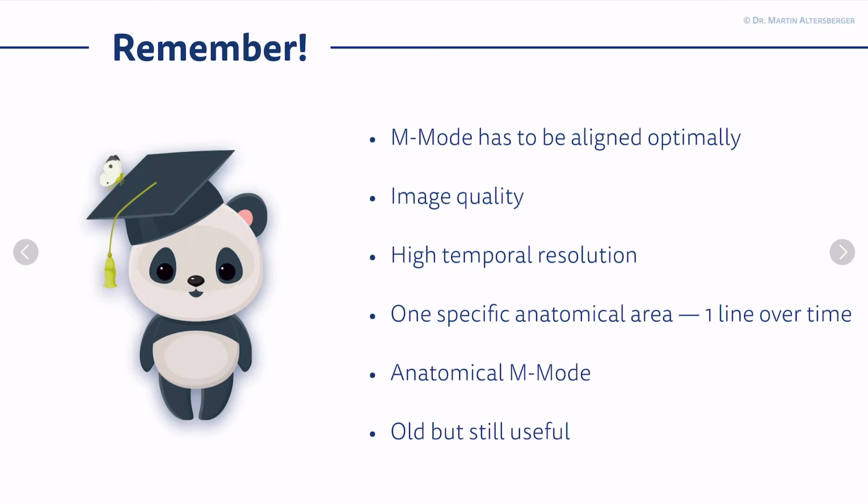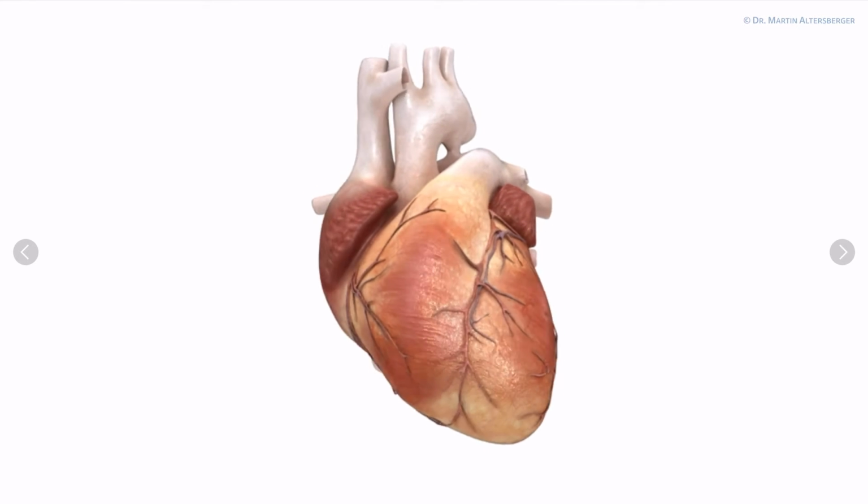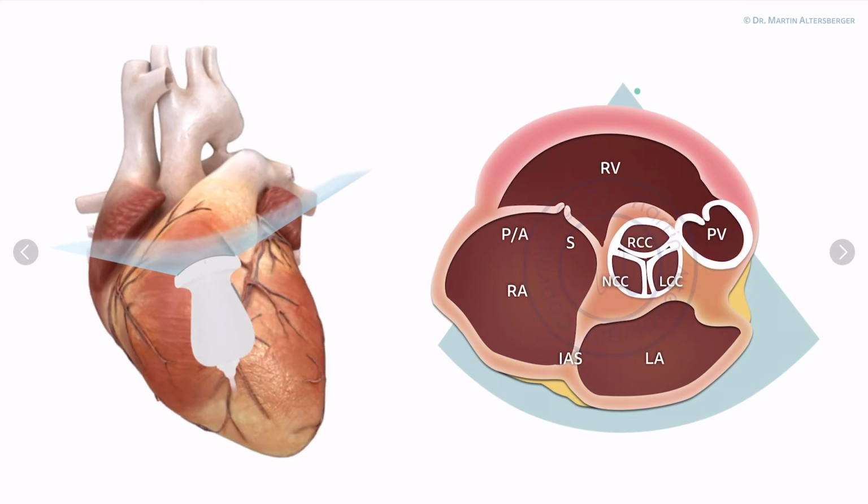To make it easier, probably the anatomical M-mode helps. This is a version of the M-mode where you can align the M-mode not from the transducer beam, but from different positions in the image. M-mode might be an old measurement, but in some pathologies it is still useful and gives you a lot of additional information.